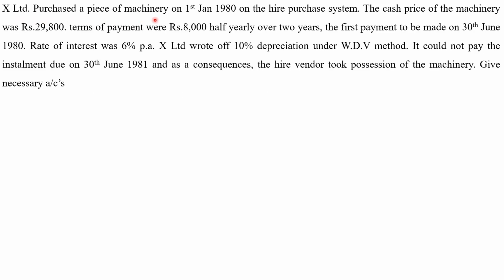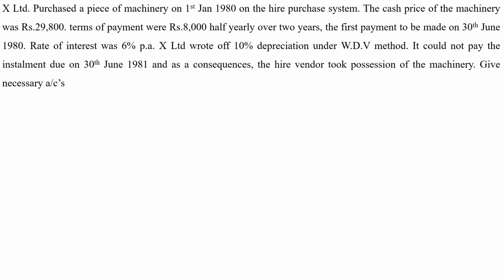X Limited purchased a piece of machinery on 1st Jan 1980 on the hire purchase system. The cash price of the machinery was 29,800. Terms of payment were 8,000 half yearly over 2 years. The first payment to be made on 30th June 1980. Rate of interest was 6% per annum. X Limited wrote off 10% depreciation under written down value method. It could not pay the installment due on 30th June 1981 and as a consequence the hire vendor took possession of the machinery. Give necessary accounts.